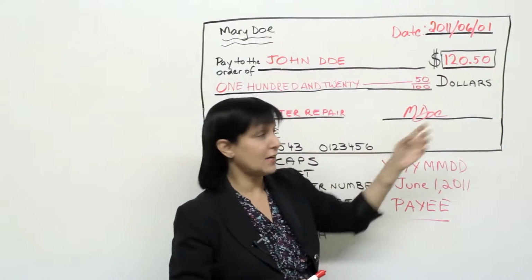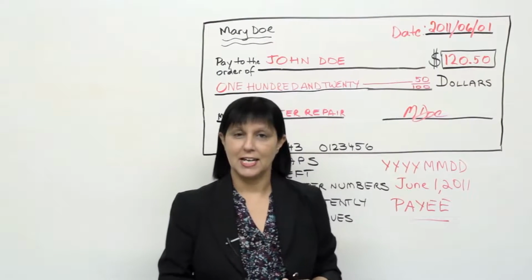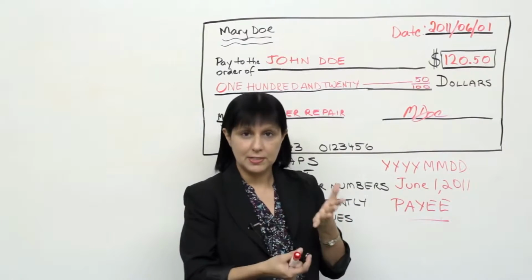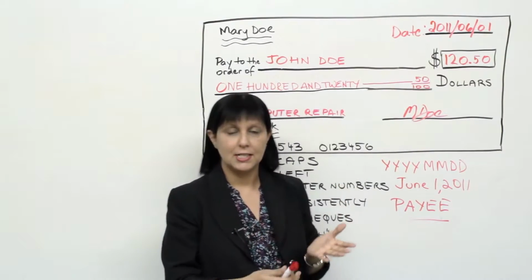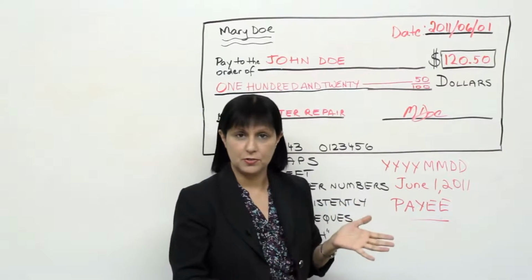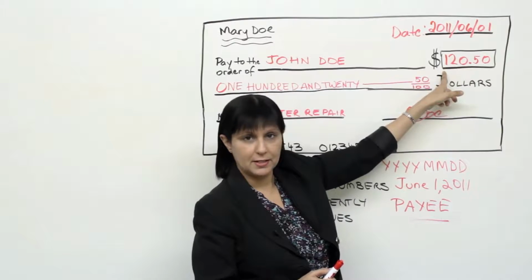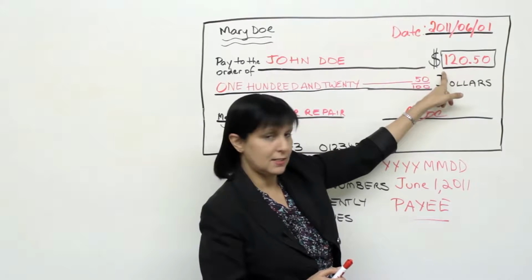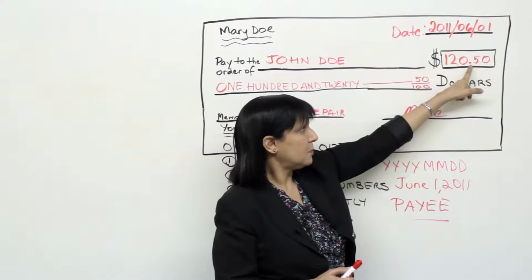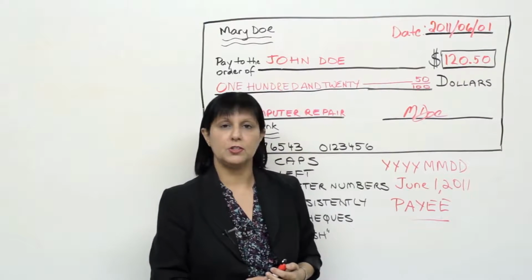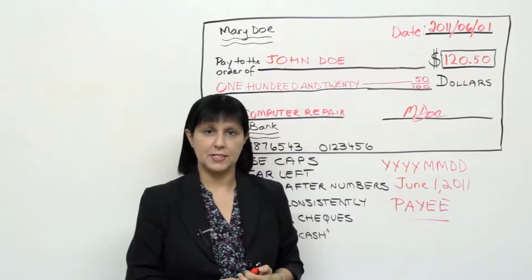And instead of writing a check for $120.50, somebody could cheat and make that $1,120. So you want to make sure that you don't allow that to happen. So start it right here, and also put the dot and put the cents. So this check is for $120.50.